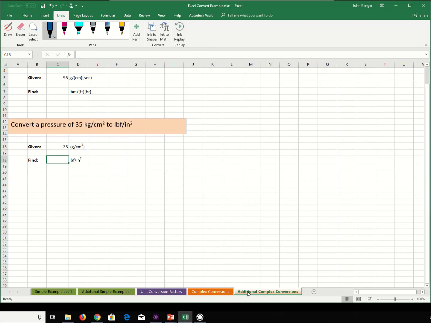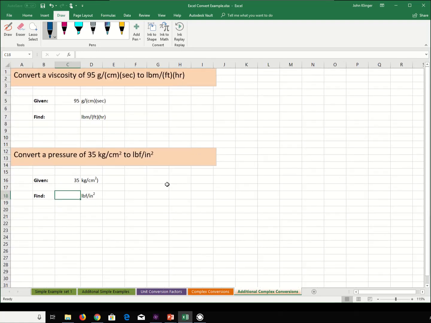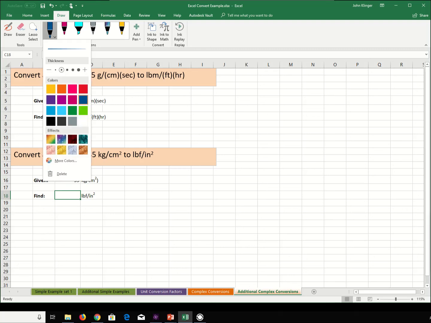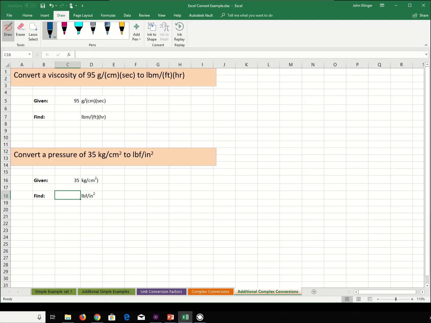Let's look at some other complex ones. These are good to do. Here's two more to do. So let's look at the first one. The first one says I have 95, and it really doesn't matter what that is, grams per centimeter times second.